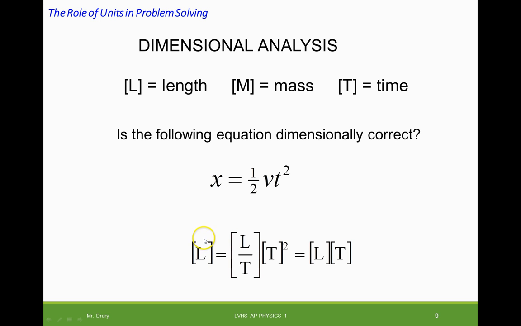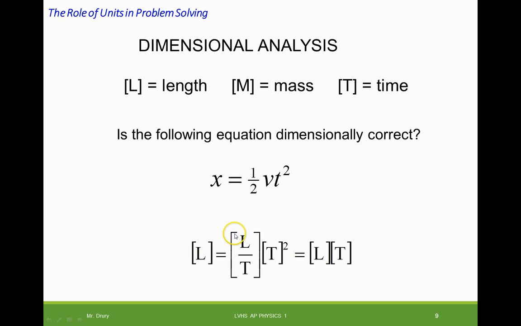X is a unit of length, so I'll put length in, equals. Now there's no units for 1/2. Speed is length per unit of time, but it's squared, so t squared. And if you look at the algebra here, all the t's don't cancel because there's 2 on top and only 1 on the bottom, so you're left with L times t, which proves to us that L is not equal to L times t, so this equation is indeed incorrect.